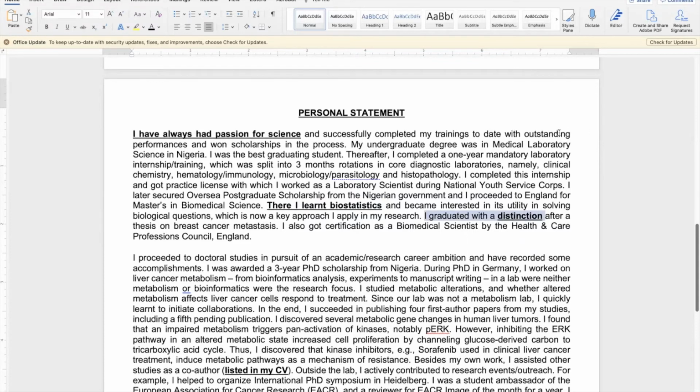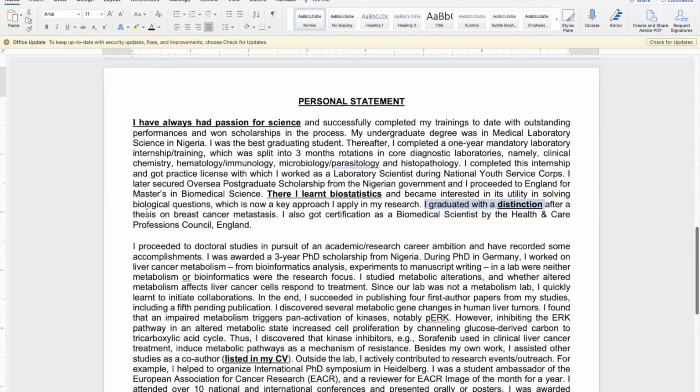Okay, remember that I said outstanding performances here. Mentioned that I'm a best graduate student. I mentioned that I have distinction. Even if I don't have anything else, these 2 are enough to at least support what I said in the first statement, okay? After a thesis on breast cancer metastasis.